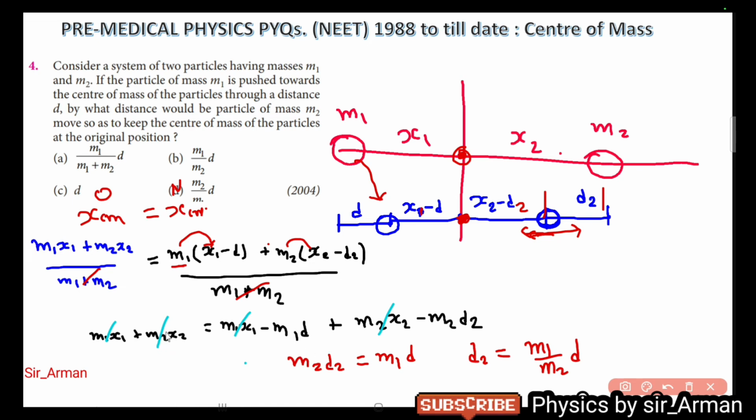So which terms cancel? All the terms m1 x1 and m2 x2 cancel out. We are remaining with these two terms, so we send one term to the other side. Here it is m2 d2, and here it is with a minus sign. The minus sign indicates we have shifted towards the origin, from right to left. So m2 d2 equals m1 d. We make d2 the subject because it is asked to find out how much m2 should be shifted. So d2 equals m1 by m2 into d.